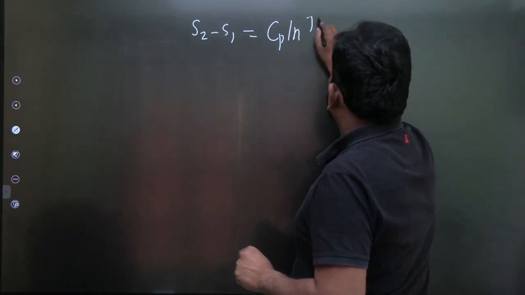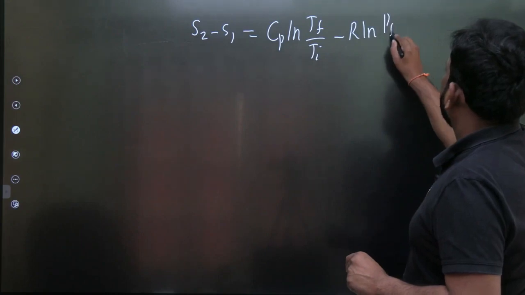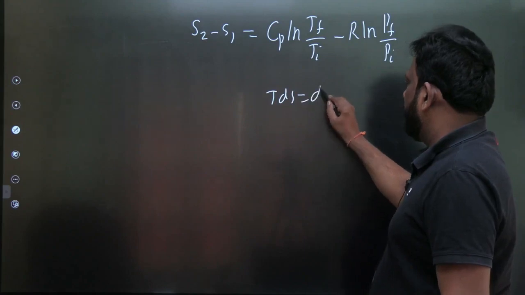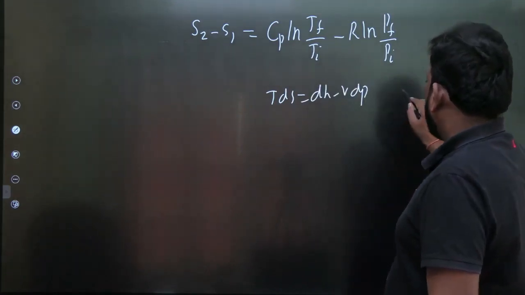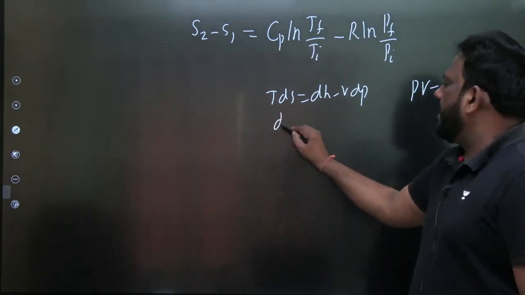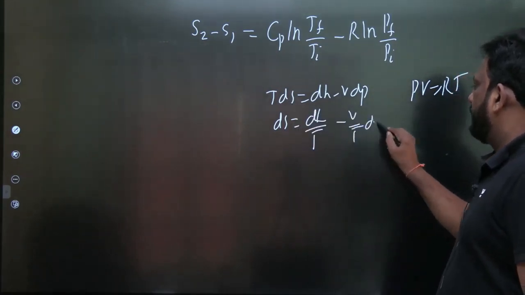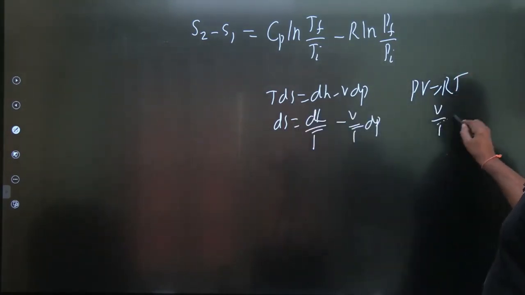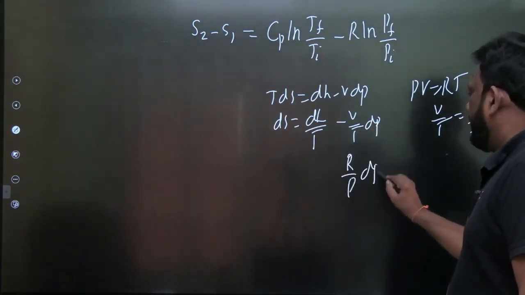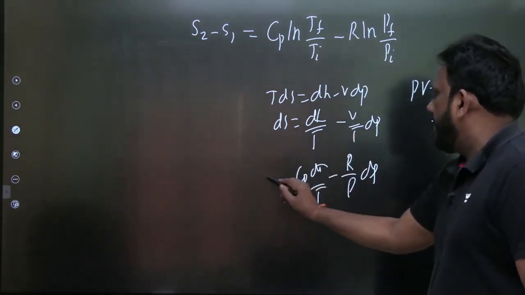Cp ln T final by T initial minus R ln P final by P initial. All these I had given. How do we derive this? TdS is equal to dH minus VdP. And for ideal gas, PV is RT if you take per 1 kg. So if you want entropy change, it will be dH by T, you divide with T, minus V by T into dP. So what is V by T from this? V by T is R by P. So this V by T can be written as R by P, and dH can be written, for ideal gas, as Cp dT. By T. This is T. And dS is this.